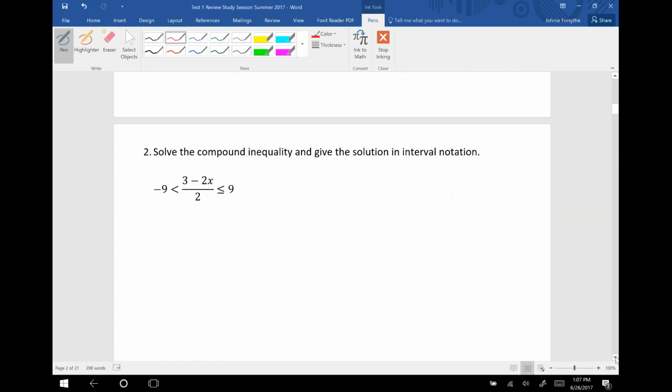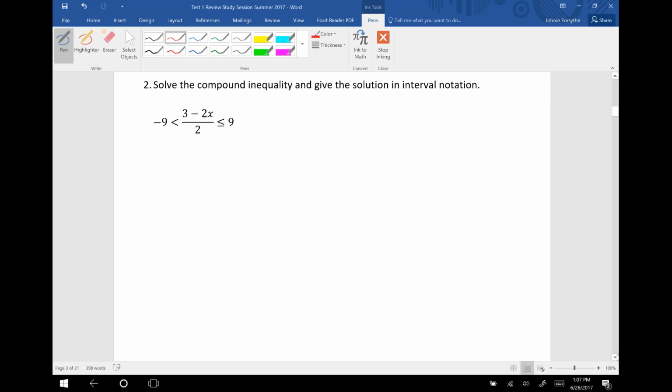Okay, number two. And I'm also going to post this video for everybody later on today. Okay, solve the compound inequality and give the solution in interval notation. So now we're going to talk about interval notation in a second. So we're going to solve this, and this is a compound inequality that's put together. So we want to isolate the x. Here's the x. We want to get that by itself. So to start that process, we're going to undo what's around it.